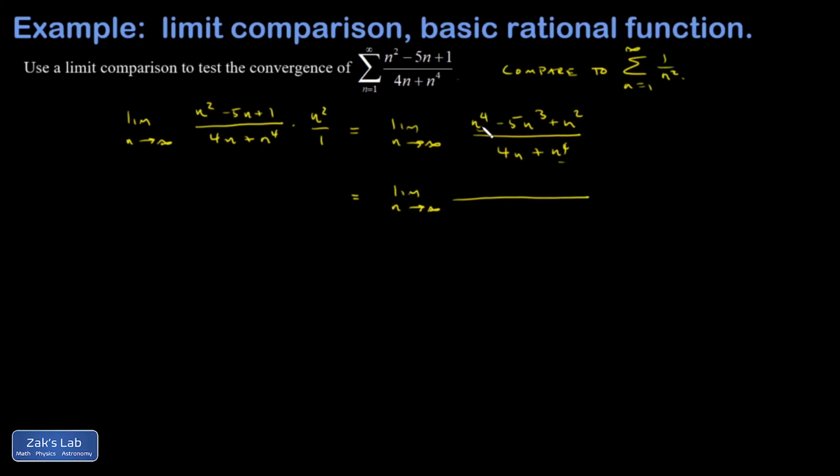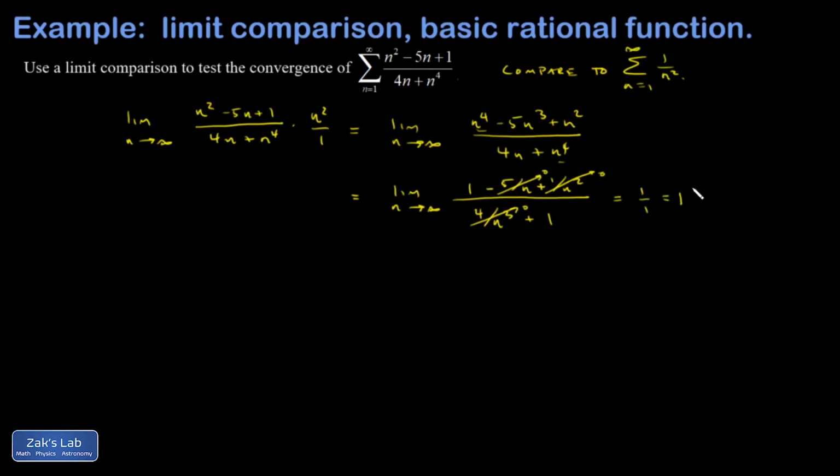If I divide by the highest power of n on the top and the bottom, so n to the fourth, I end up with 1 minus 5 over n plus 1 over n squared, over 4 over n cubed plus 1. And then here, maybe we proved it earlier in the semester and maybe we didn't, but we say 5 over n is unambiguously going to 0. 1 over n squared is unambiguously going to 0 and so on. And all that survives here is a 1 over 1.